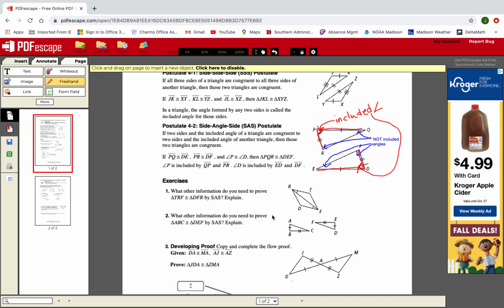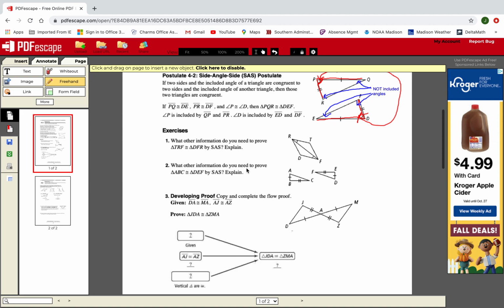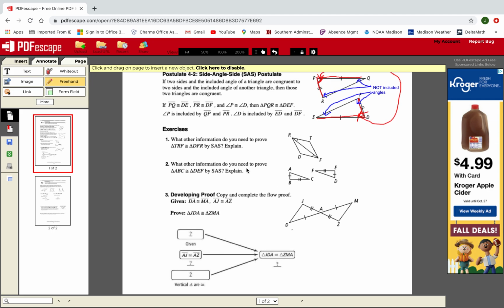So for exercises 1 and 2 here, it says, what other information do you need to prove triangle TRF is congruent to triangle DFR by side angle side? And it says to explain. Okay, so it might help here if we draw these triangles separated. So right now they are stuck together by a shared side. So if we draw them separate, it might help us a little bit, okay?